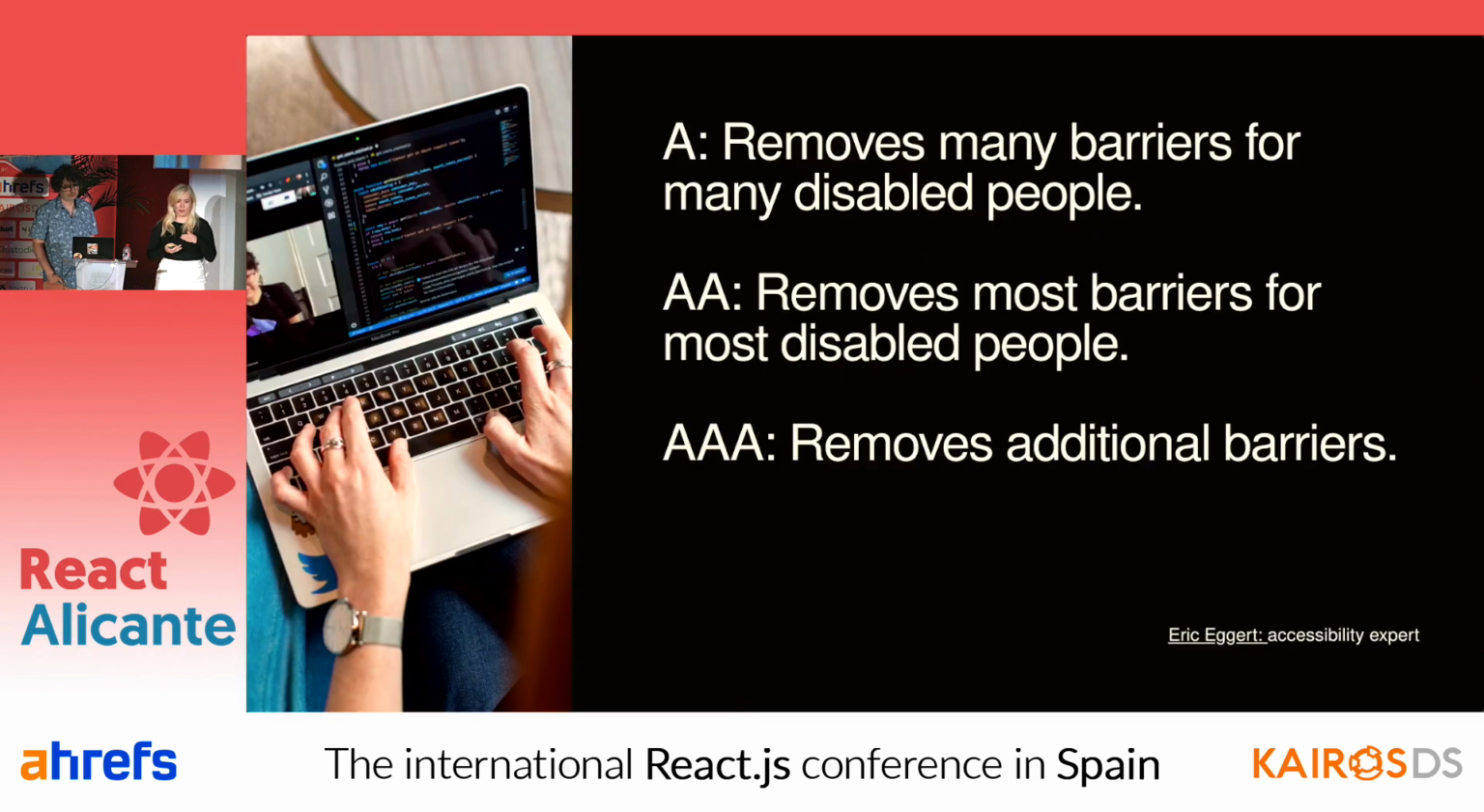And we can apply accessibility in 3 levels. I think the best way to think about this is the amount of barriers that we remove. So for level A, we remove just enough barriers. And level 3, so it's AAA, is to remove as many barriers as we can.